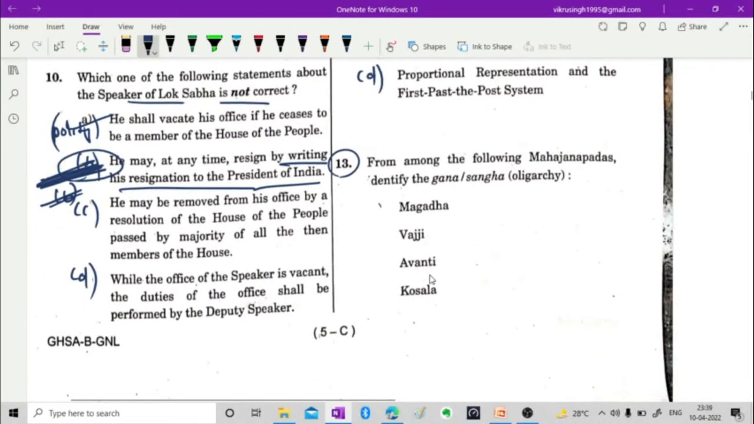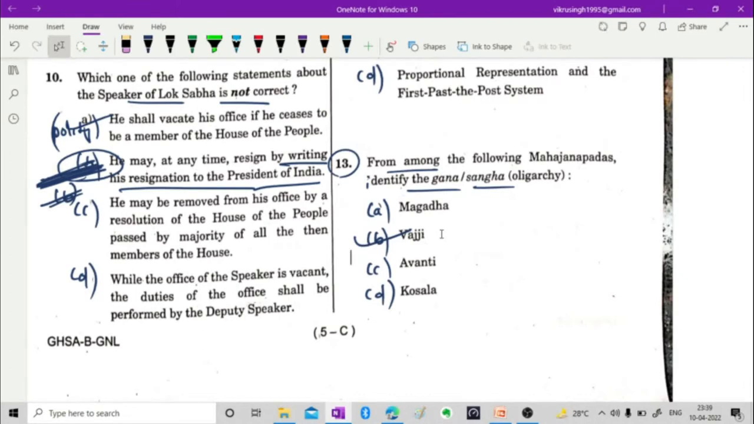Okay, question number 13. From among the following Mahajanapadas, identify the Gana or Sangha. So, oligarchy. Yahan pe kaun sa option hoga? Mahajanapadas ke liye yahan pe option hai. Identify the Gana or Sangha, oligarchy: the Vajji. Vajji is the correct option.